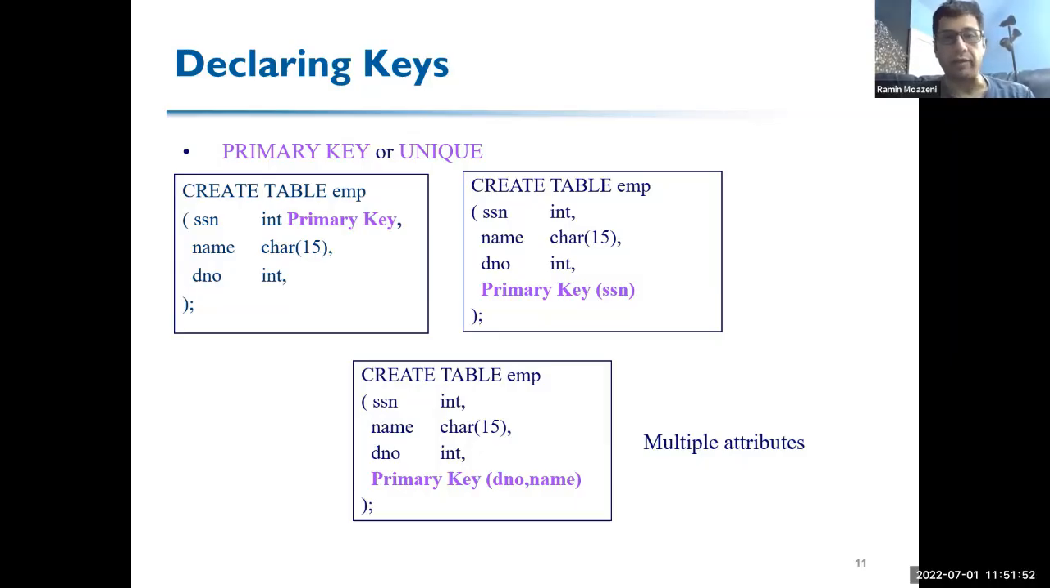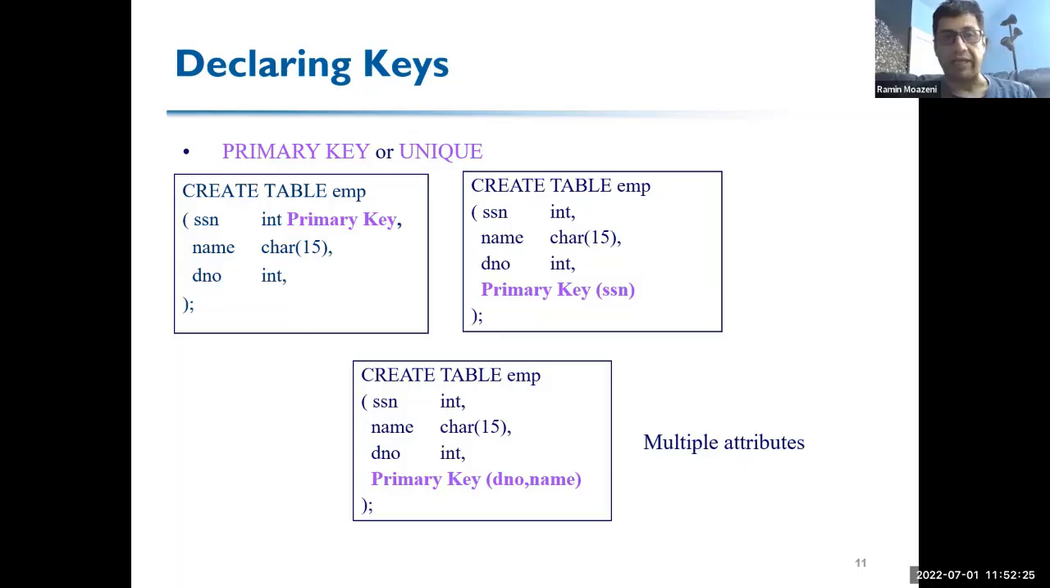Okay, declaring the keys. So we did say there's primary key or unique key, right? Primary key does not allow null. Unique allows null. Okay, so that's the difference between primary key and unique. Now, when you define your table statements, you need to indicate if it's a strong entity, you need to indicate a primary key, right? So in this case, I'm creating a table employee. Create table employee. SSN is of type integer, and SSN is a primary key.